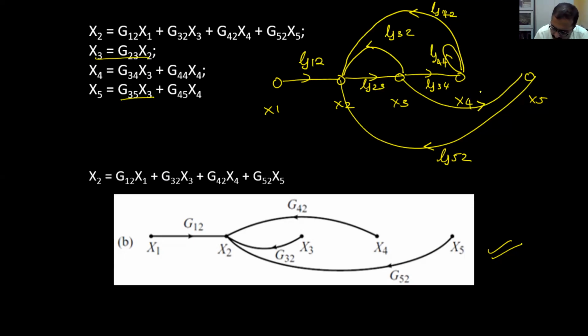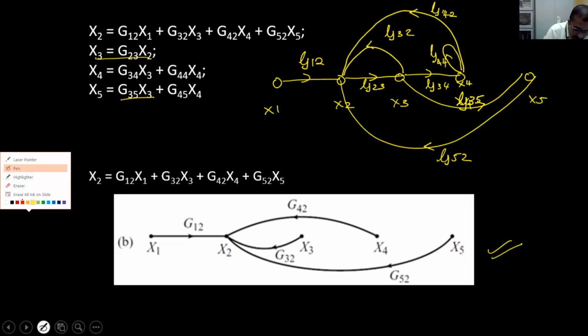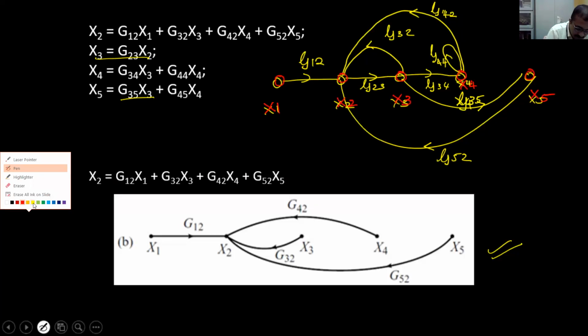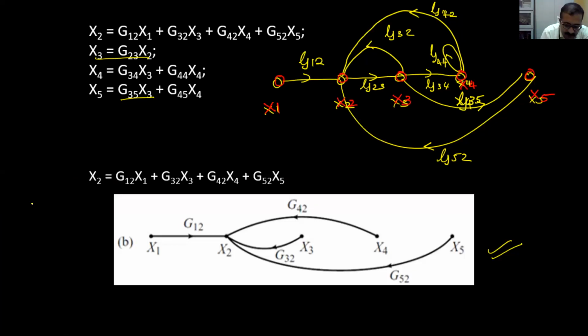g35 x3. Oh, this is the x4 branch. This is g35 x3, right? So these are the nodes. Let me put in a different color. These are my nodes: 1, 2, 3, 4, 5. And the signals at the nodes are x1, x2, x3, x4, and x5. Okay. So we have completed this thing.